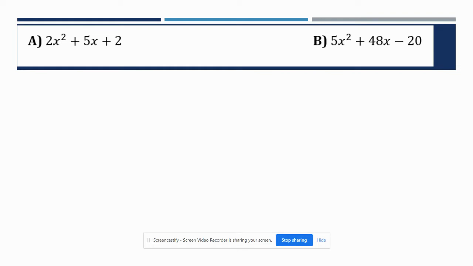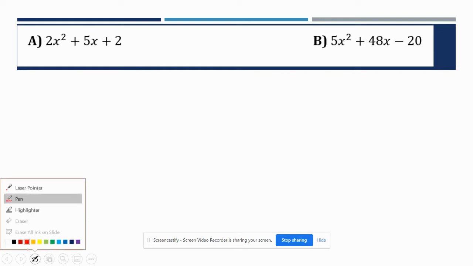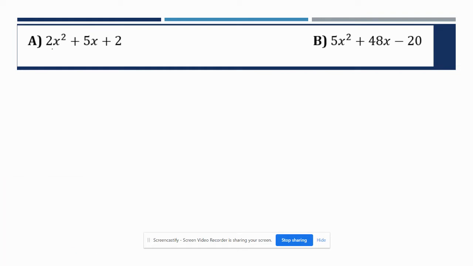Checking for an overall common factor, we have 2, 5, and 2. Well, there's no common factor besides 1 for that. X squared, x, and no x, so I can't take an x out. Remember, our overall greatest common factor, we're trying to reduce our numbers. Since we don't have one, we're starting with our a times c. 2 times 2 is 4. Two numbers that multiply to 4 and add to 5 are 4 and 1. Remember, the order you write those in will not matter.